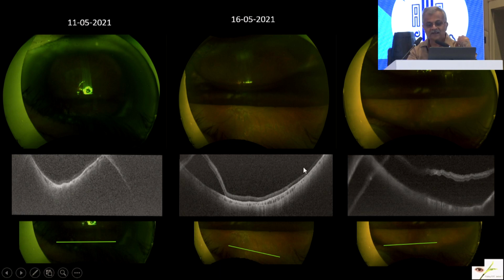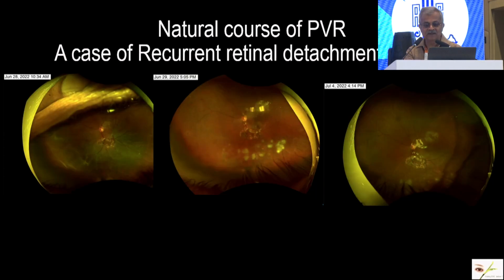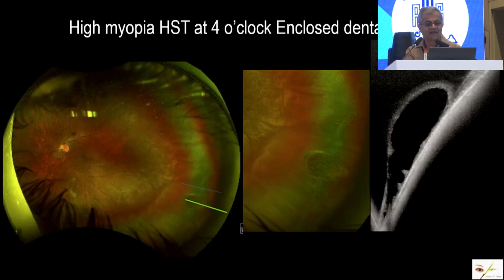However, it redetached, and I thought it was because of the PVR. And if you see here, this is a clinical photograph. There was a PVR membrane which has matured, and OCT shows that membrane has matured. So it helped in operating this patient again and reattaching the retina.